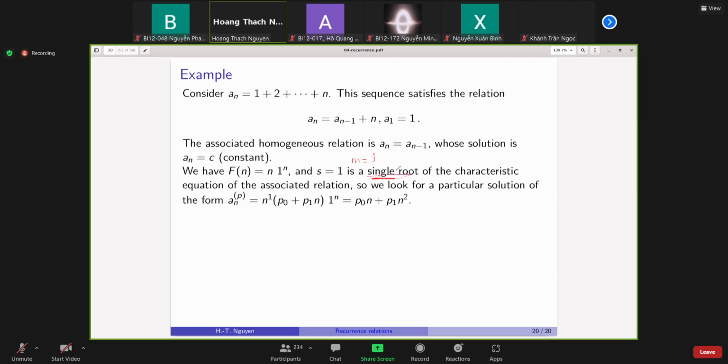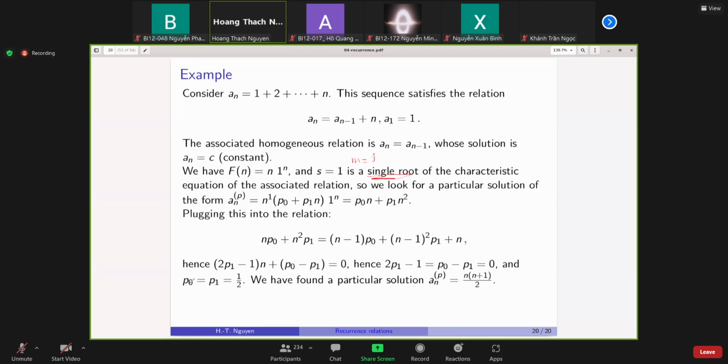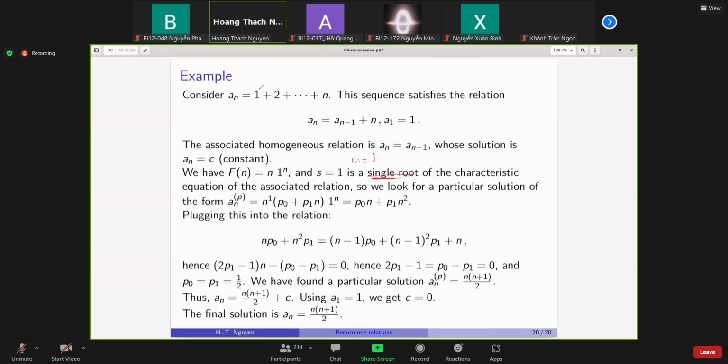Okay. So we look for this, and you obtain P0, P1 equal to 1/2, and you obtain this. Okay, and similarly you can apply it. If you are curious, you can try with the sum of squares or the sum of cubes of the first n integers and so on. Okay, so that was for today. Do we have any questions?